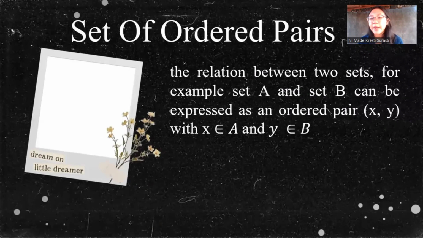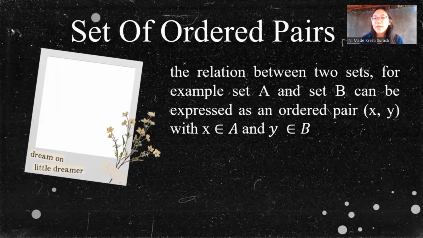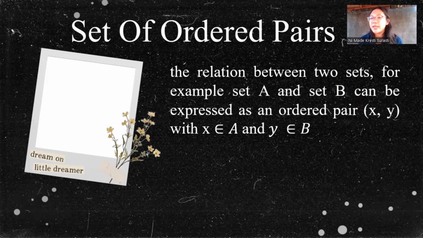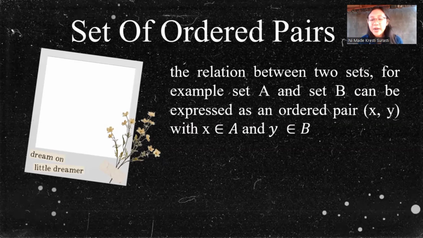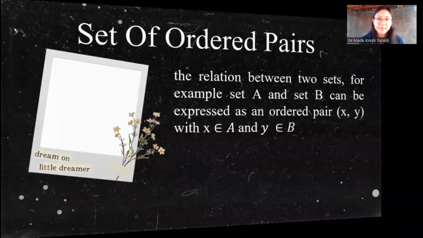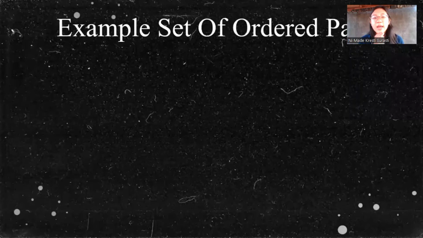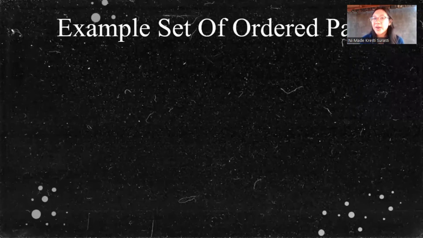Next we're going to move to the set of ordered pairs. A set of ordered pairs is the relation between two sets, for example set A and set B. It can be expressed as an ordered pair (x, y), with x an element of set A and y an element of set B. So we're going to move to an example of a set of ordered pairs.